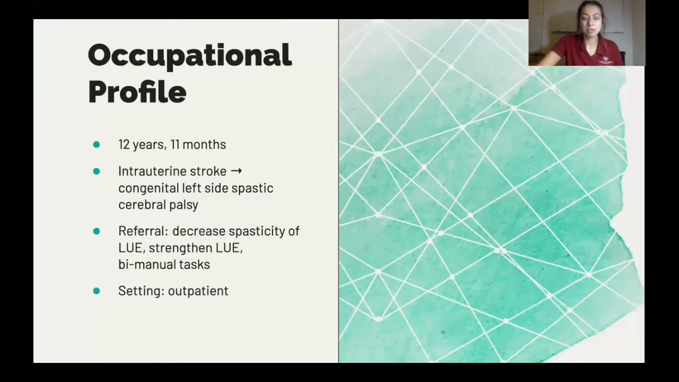So, a brief occupational profile of my patient. She's 12 years, 11 months old. She had an intrauterine stroke, which led to congenital left side spastic cerebral palsy. She's being referred to occupational therapy to decrease spasticity of her left upper extremity, strengthen that extremity, and complete bimanual tasks more independently and functionally. And the setting is an outpatient.